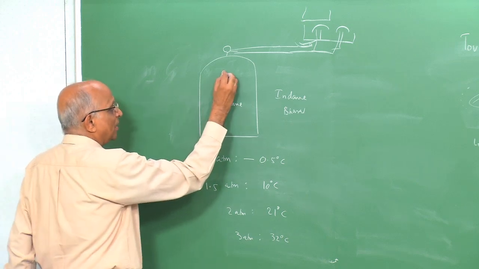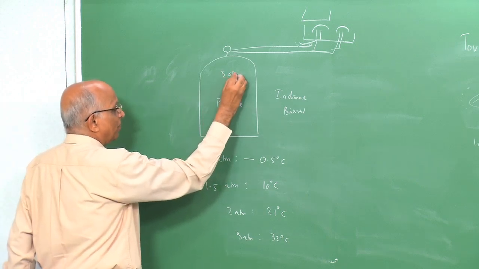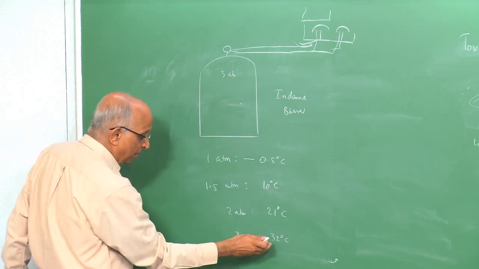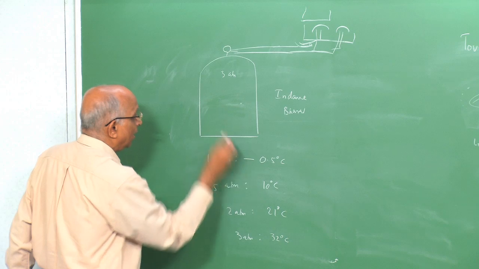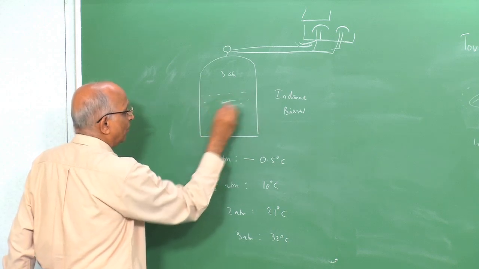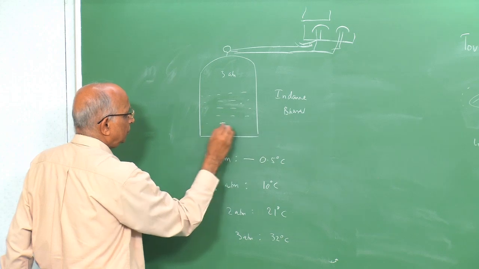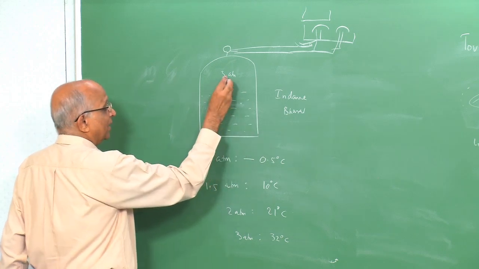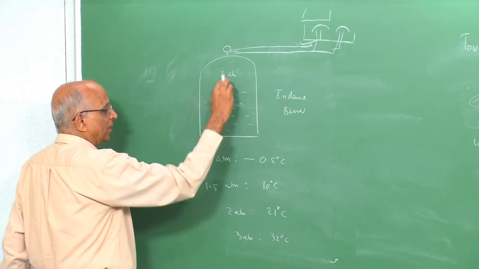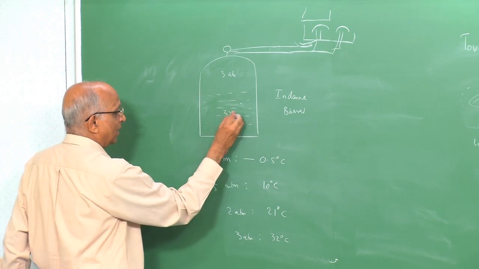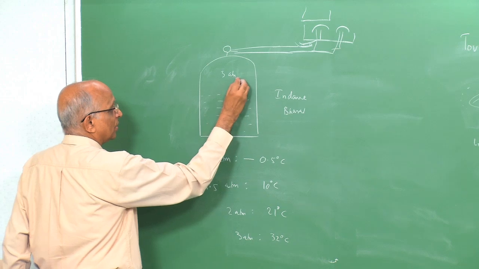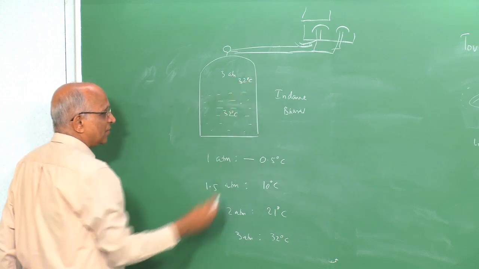Like for instance, maybe I store it at 3 atmosphere pressure, when my ambient temperature is around 30 or 31 degrees centigrade, I have butane as a liquid. And this liquid is in equilibrium with the vapor here. The vapor is also at, let's say, 32 degrees centigrade. Both are at 3 atmospheres. I also have the gas at 32 degrees centigrade.